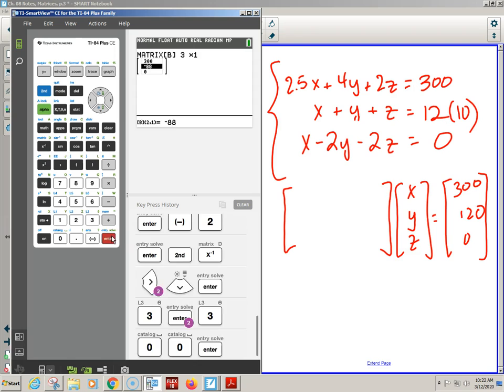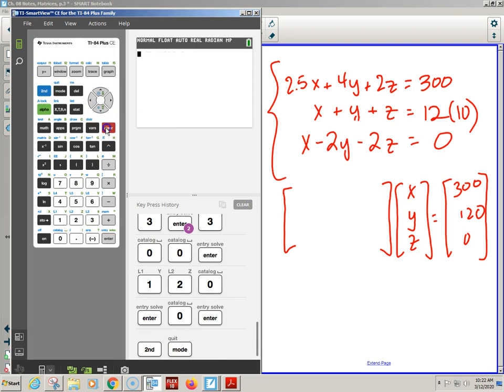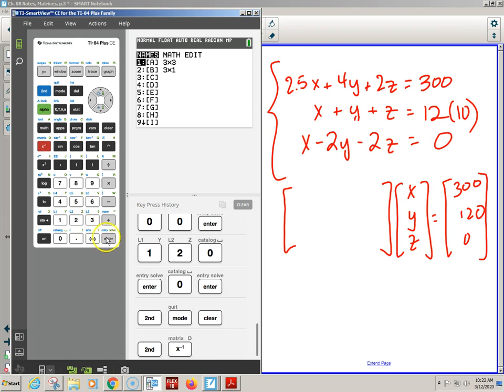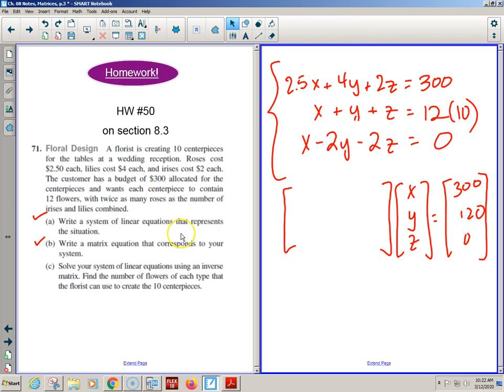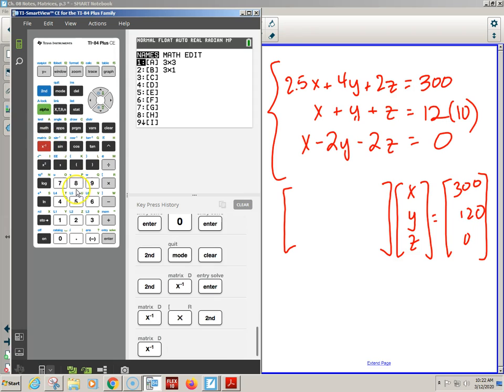I would have my 300, my 120, and my 0. And all I have to do is use that snazzy inverse button and say, okay, I'm going to undo that entire mathematical system in one fell inverse swoop. So inverse A times all of this would knock him out. I would have my x, y, z, and then I could go ahead and multiply by b.